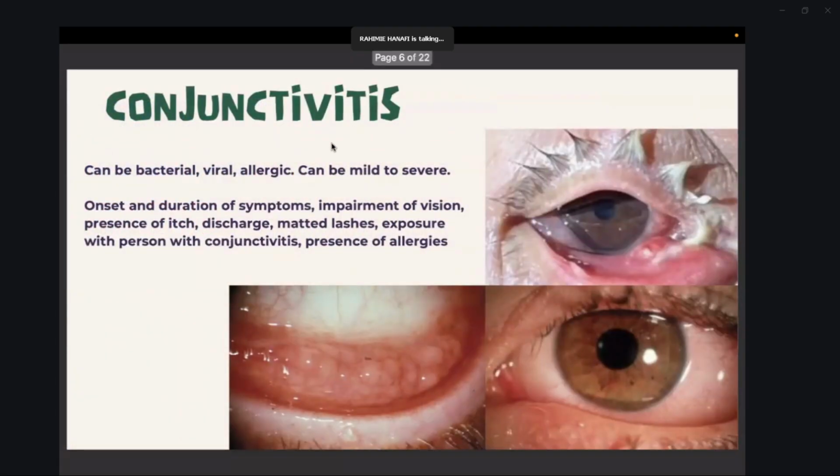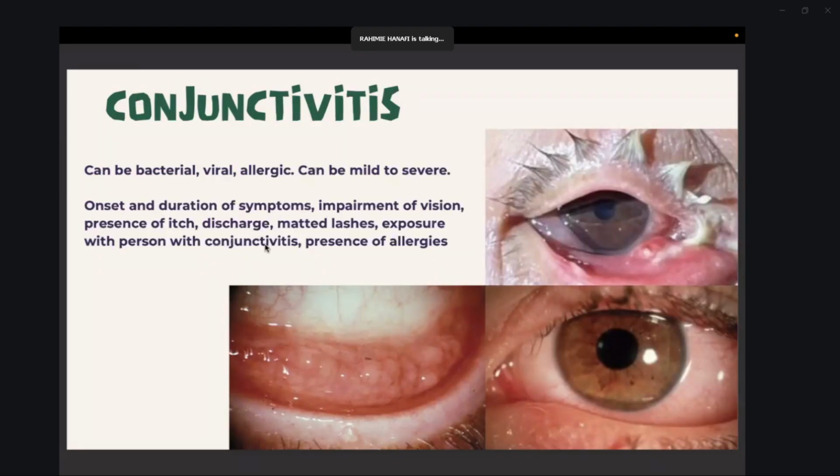Okay, so first, conjunctivitis. I'm sure conjunctivitis is one of the most common presentations in a primary care setting. Conjunctivitis can be of bacterial, viral, or allergic origin. It can range from mild to severe. Usually in viral conjunctivitis, the most common cause is adenovirus, and it can also occur after any viral infection. Viral conjunctivitis is generally very contagious; it can transfer from person to person very fast. Okay, and then we have bacterial conjunctivitis, and also allergy.